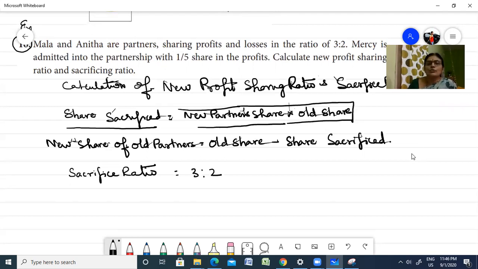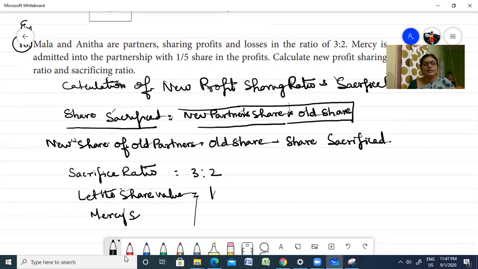Now let us assume the total value of the share is equal to 1. And what is Mercy's share in that? Mercy's share is 1/5. Mercy is going to get 1/5.